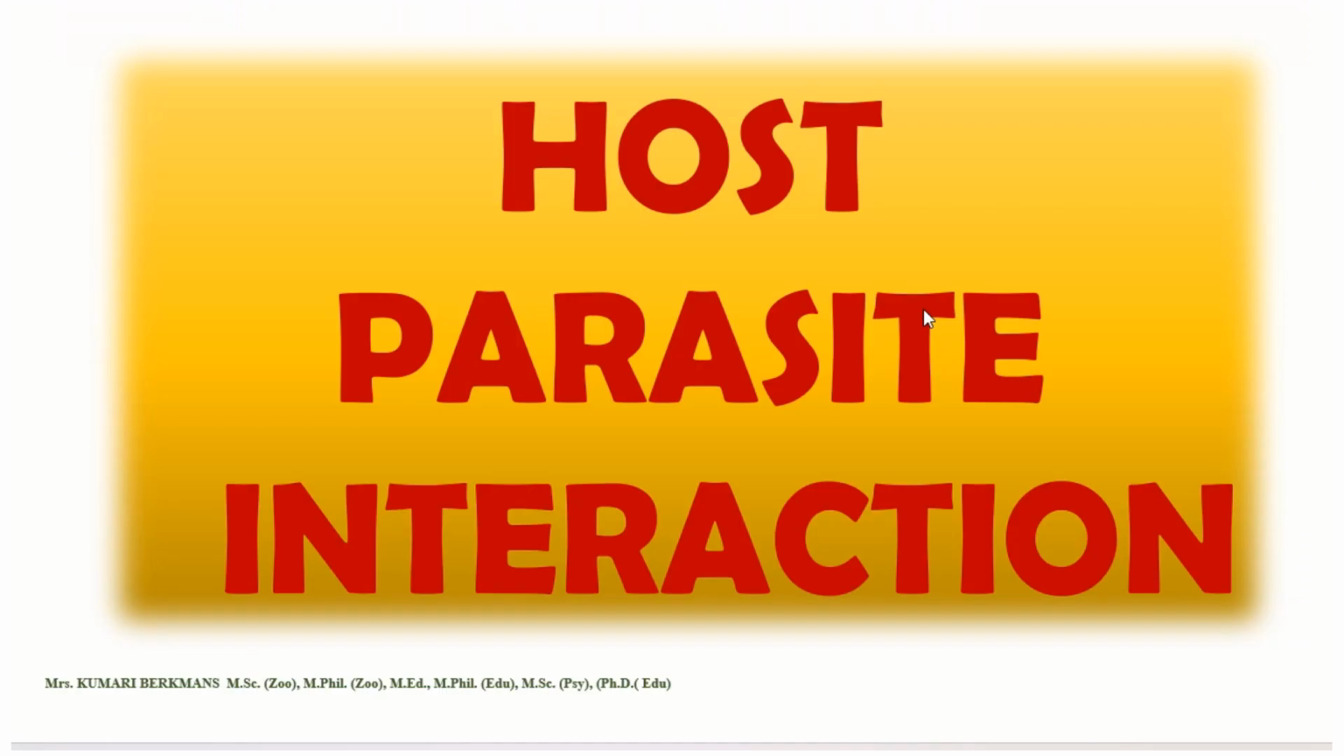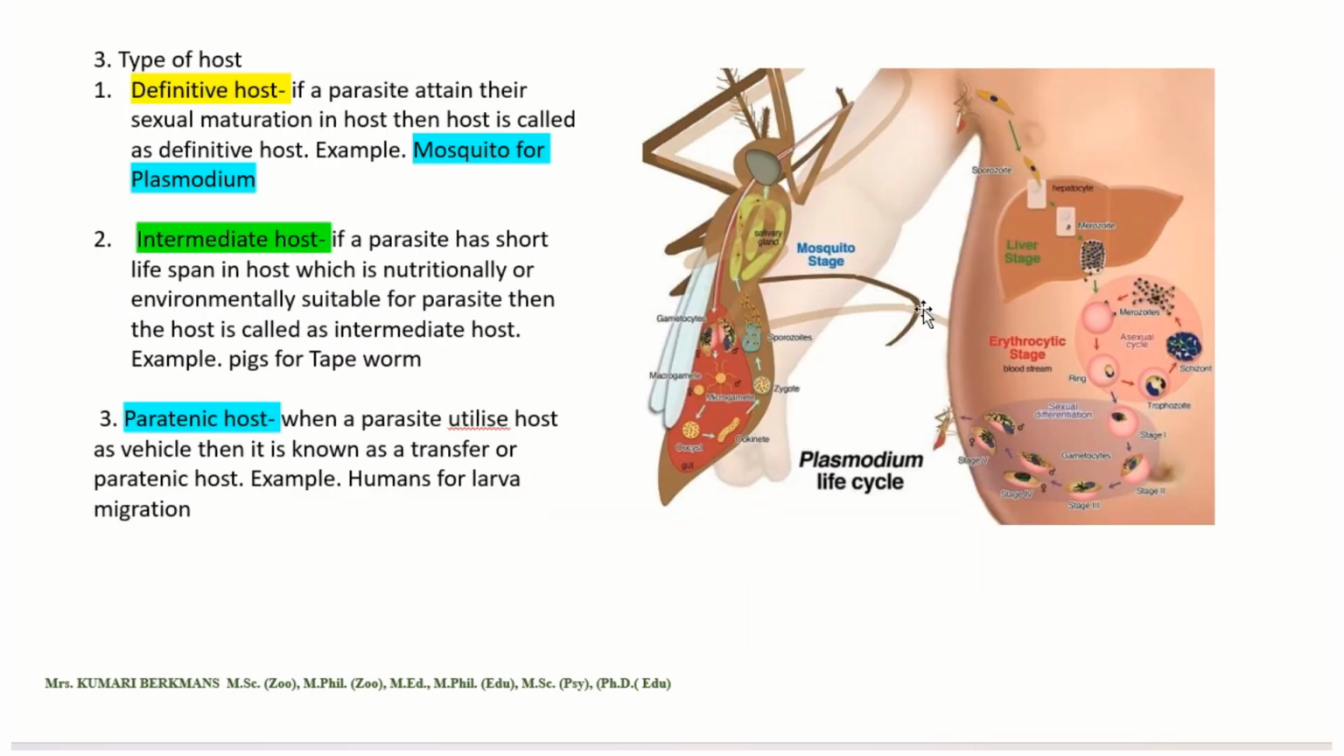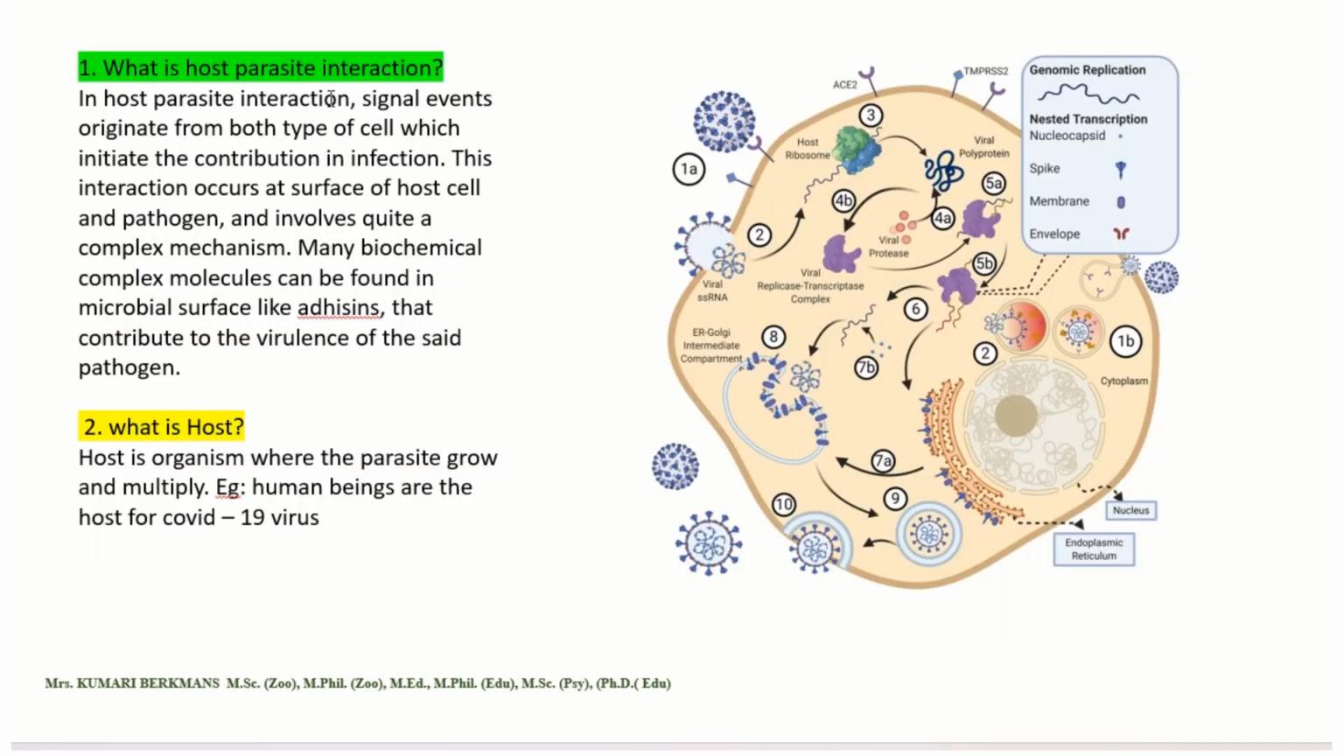This class is about host-parasite interaction. In this first point, what we are going to see is what is host-parasite interaction. What you are seeing here is a virus and this is a host cell. So this interaction occurs on the surface of the host cell. This is the plasma membrane and this is the virus, that is the parasite.